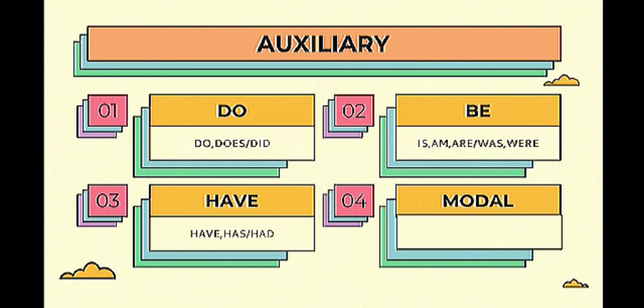For have, in the simple present, have, has. In the simple past, had. Ketiganya selalu diikuti verb 3, kata kerja bentuk ketiga yang menerangkan aktivitas yang sudah berlangsung atau sudah selesai. Yang keempat, auxiliary modal. In the simple present, can, will, shall, may, must, ought to, need to. In the simple past, could, should, would, might.